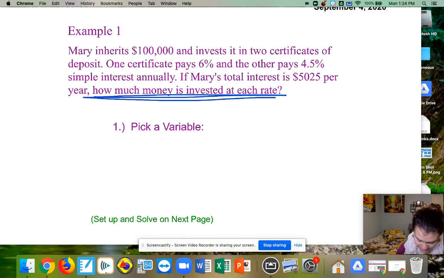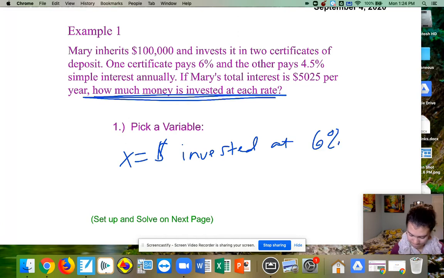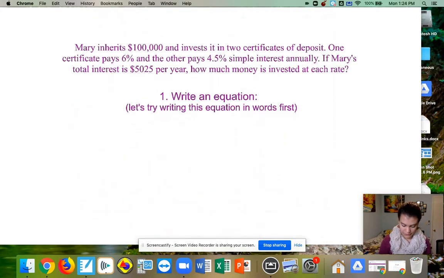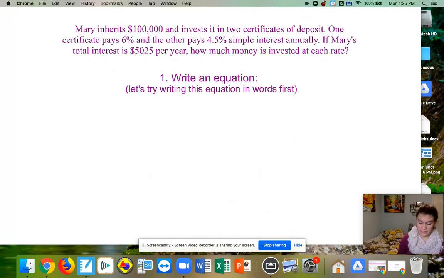So I'm going to say X is the money invested at 6%. You could just as easily say it's the money invested at 4.5%. It will work out almost exactly the same. But you're picking your variable based on the question. So if the question is how much money is invested, your variable better be how much money is invested at something. You want it to match your question. Okay, so now we're going to write this out. So I'll make a note again. X is our money at 6%.